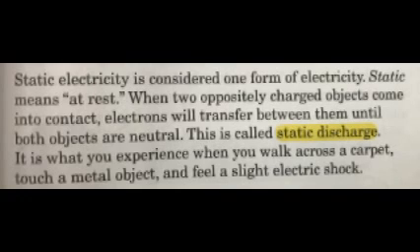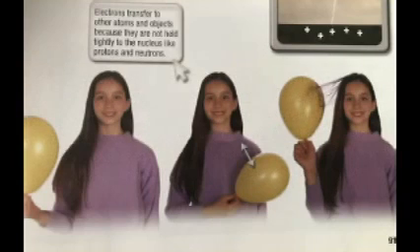It is what you experience when you walk across a carpet, touch a metal object, and feel a slight electric shock. This picture demonstrates how rubbing a balloon on a sweater can pick up the electrons onto the balloon. Now, when that balloon that has a negative charge is placed up against your hair, the negative electrons on the balloon attract the positive charges in your hair, causing you to have staticky, spiky hair.